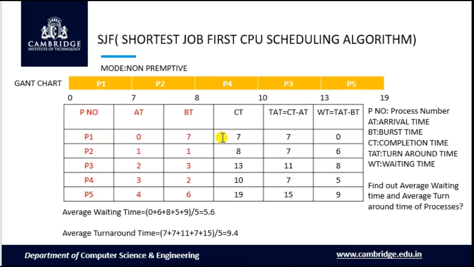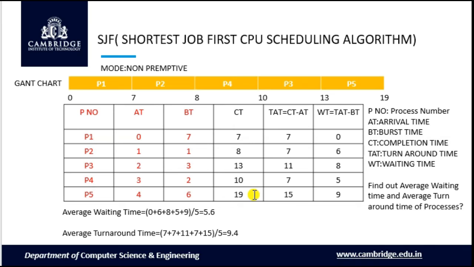Next, completion time. How to find out the completion time? CT stands for completion time. You have to again look at the Gantt chart. 7 is the completion time of the P1 process, so you mention 7 here. Next, P2 completes at 8 units, so mention 8 in the column. P3 is completed at 13, so mention 13 here. P4 is completed at the 10th unit of time, so mention that in the completion time column. Next, P5 is completed at the 19th unit of time in the Gantt chart.